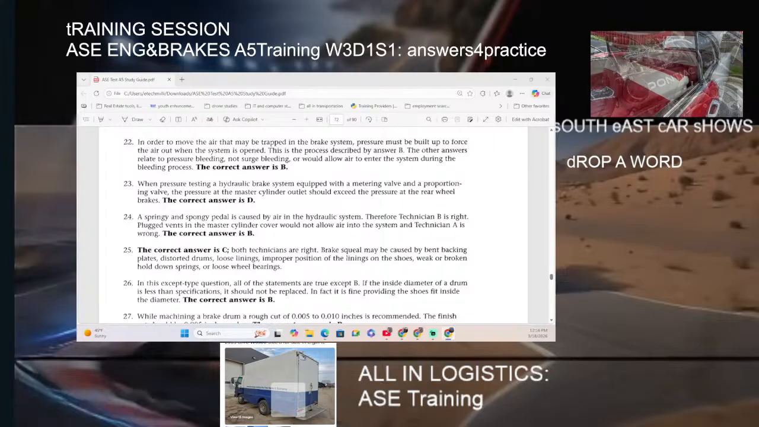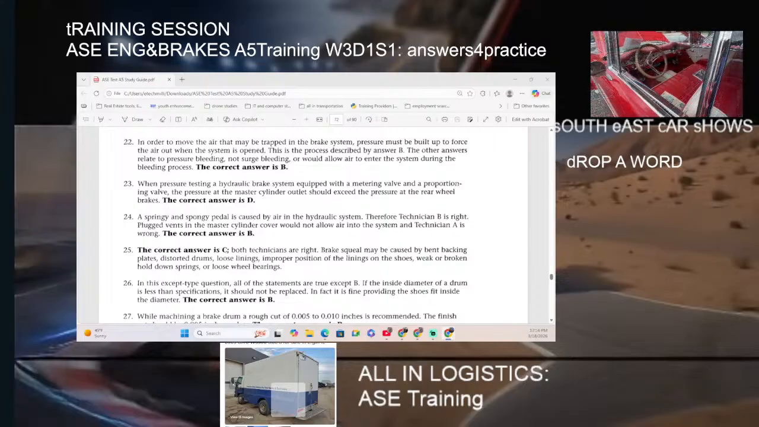25. The correct answer is C. Both technicians are right. Brake squeal may be caused by bent backing plates, distorted drums, loose linings, improper position of the linings on the shoes, weak or broken hold-down springs, or loose wheel bearings.